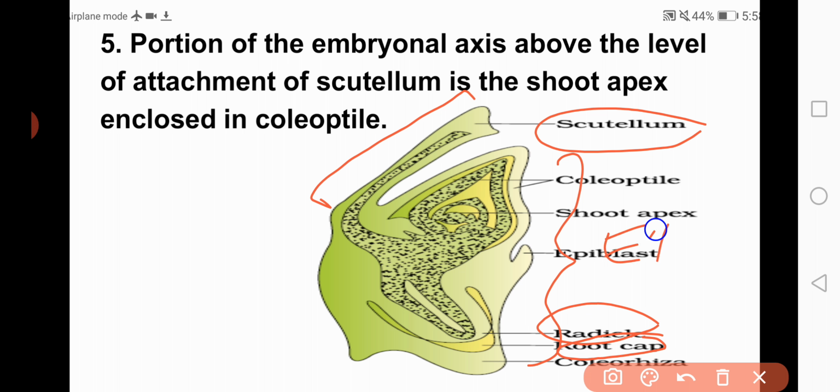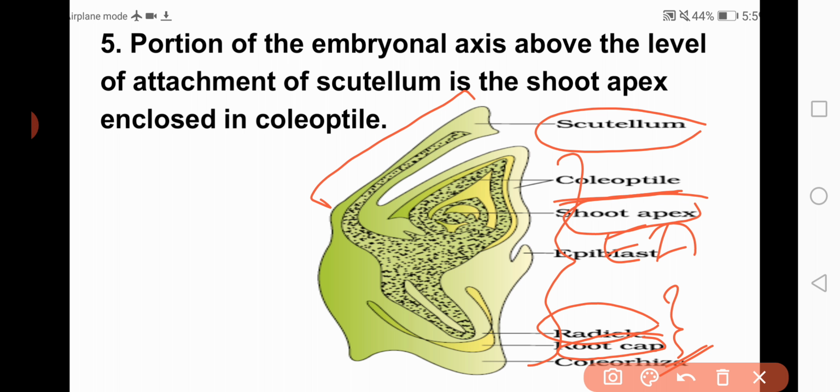So this is the embryonal axis, and these two structures, means the radicle and the root cap, are protected by a layer called coleorhiza. Okay, whereas the portion of the embryonal axis above the level of attachment of scutellum is the shoot apex. So here is the shoot apex, and this shoot apex is protected by a layer called coleoptile. Okay, so these are about the structure of monocot embryo.